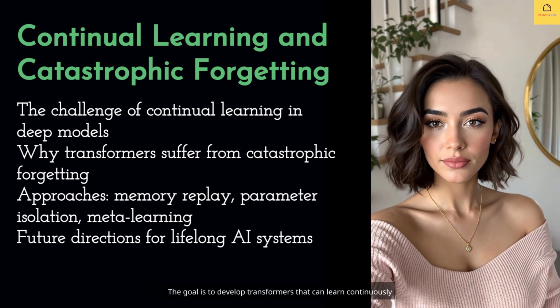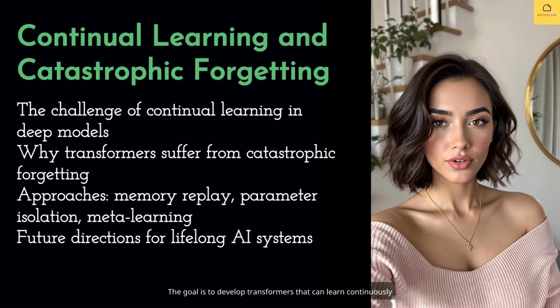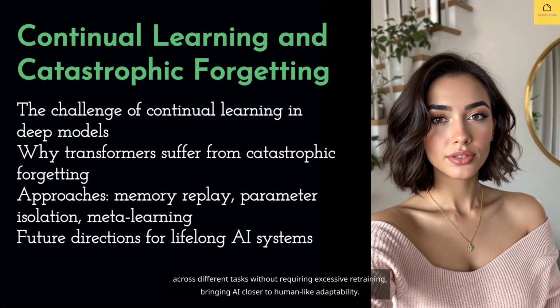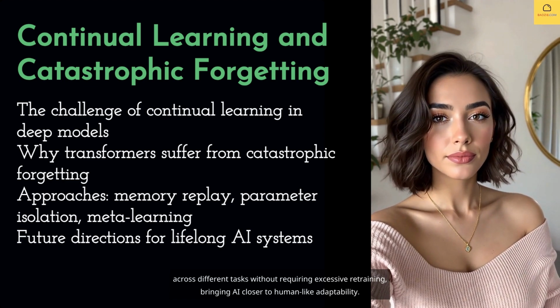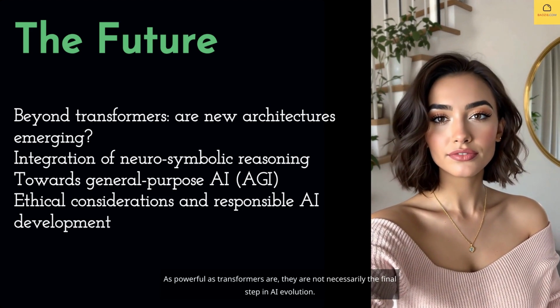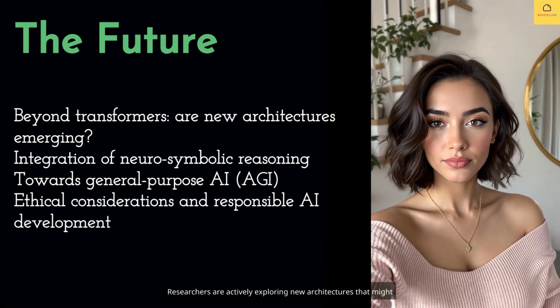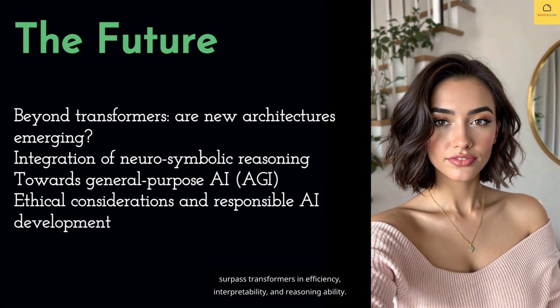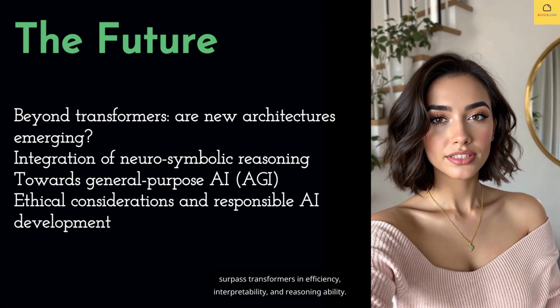The goal is to develop transformers that can learn continuously across different tasks without requiring excessive retraining, bringing AI closer to human-like adaptability. As powerful as transformers are, they are not necessarily the final step in AI evolution. Researchers are actively exploring new architectures that might surpass transformers in efficiency, interpretability, and reasoning ability.